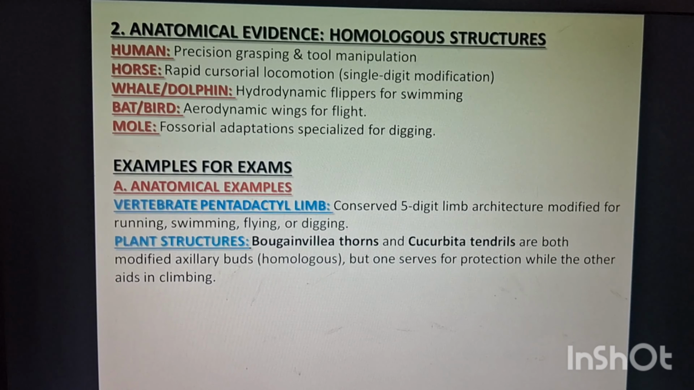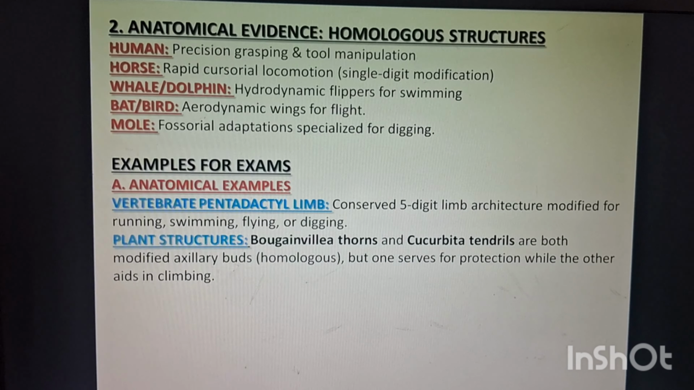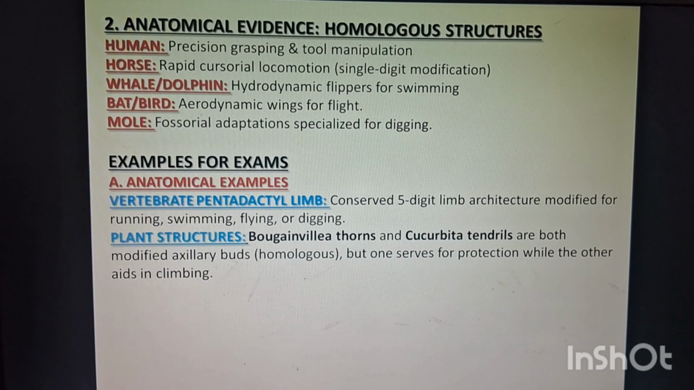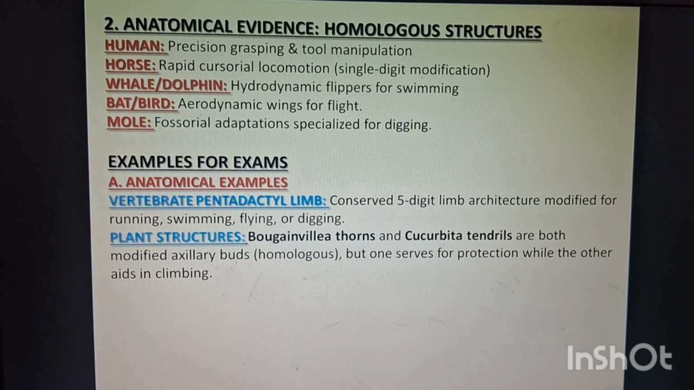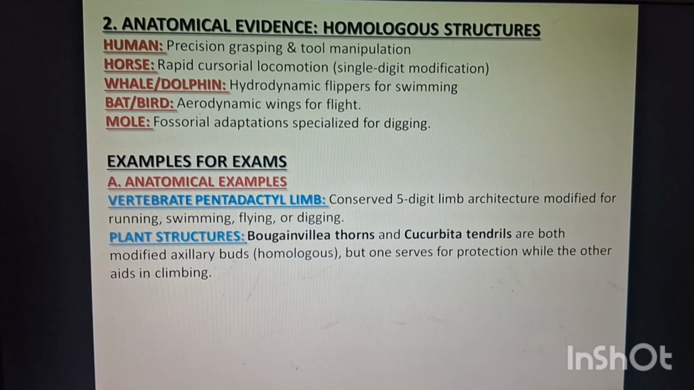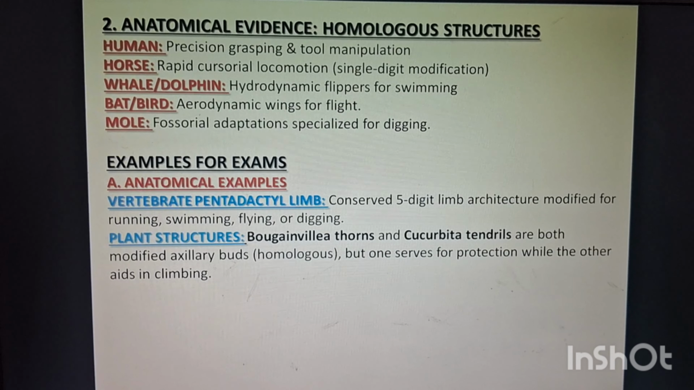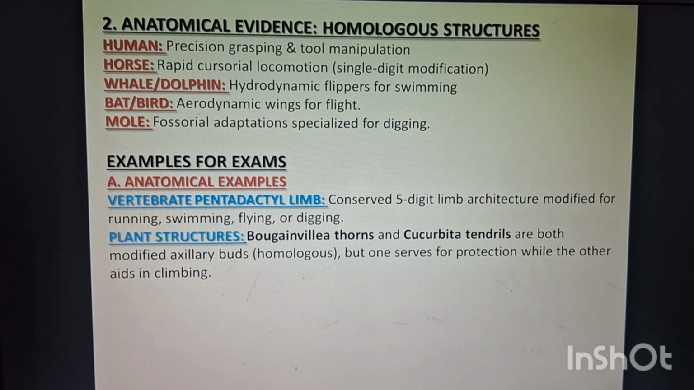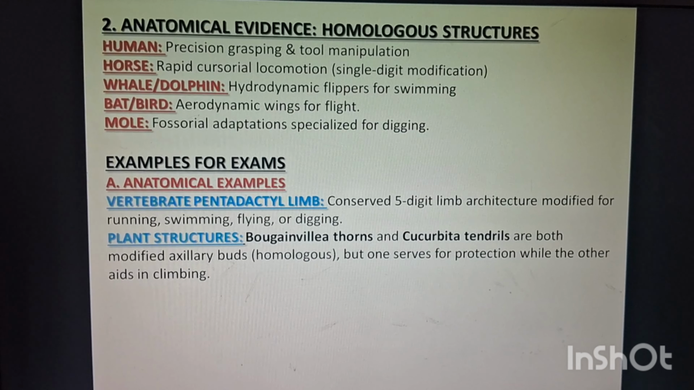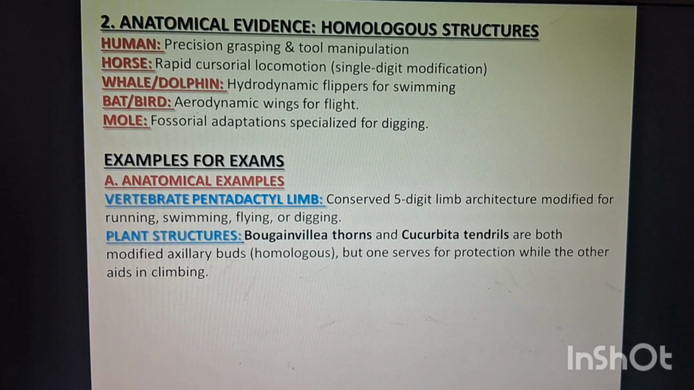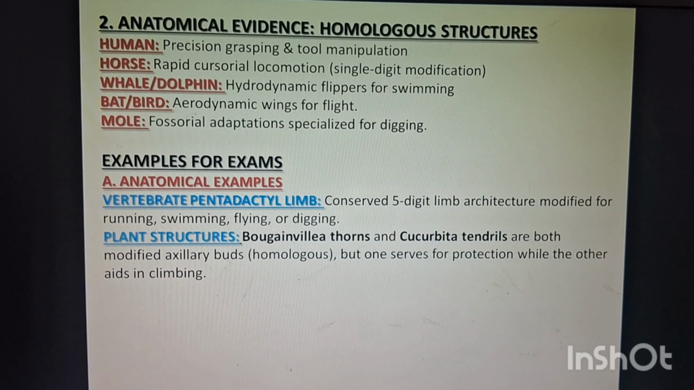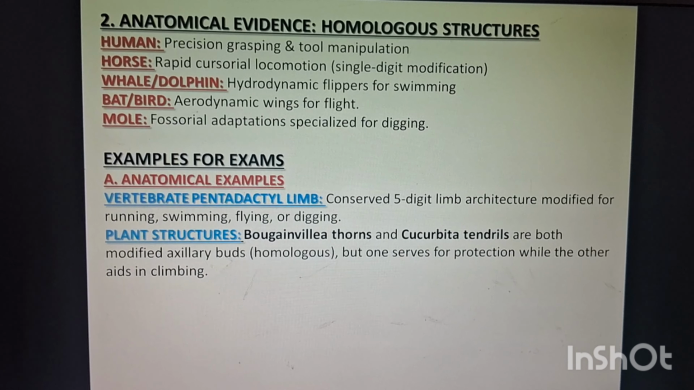Next, examples for exams of CSIR NET Life Sciences. Anatomical example: vertebrate pentadactyl limb, that is the concept of a 5-digit limb architecture modified for running, swimming, flying or digging. Next, plant structure. That is, bougainvillea thorns and cucurbita tendrils are both modified axillary buds, but one serves for protection while the other aids in climbing.